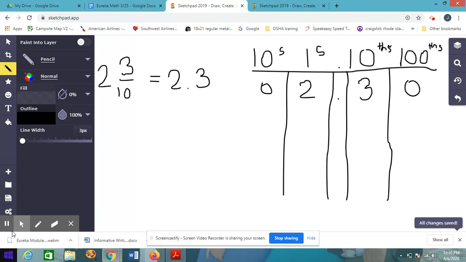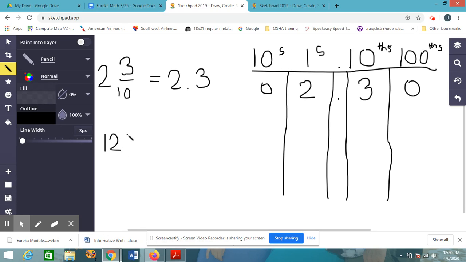All right, now let's look at, say we have an even bigger fraction. This time we have 12 and 23. I feel like my handwriting's getting just a little bit neater on here. Is it looking good? 12 and 23 hundredths. And so, same thing.